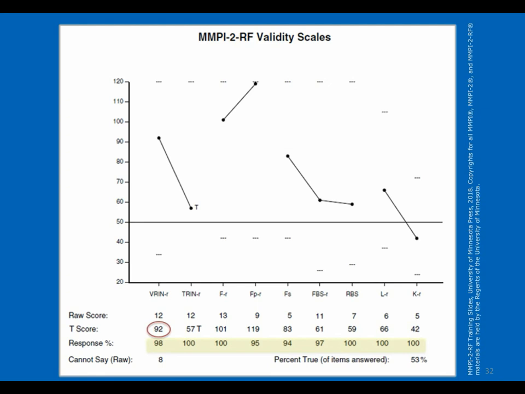But again, the implication for MMPI-2-RF interpretation is once we have that elevation of 80 or higher on VRIN or TRIN, we stop there, we go no further, and that includes going no further with the validity scales.